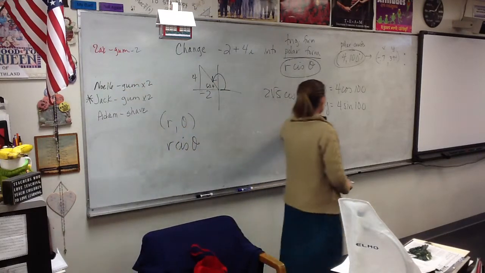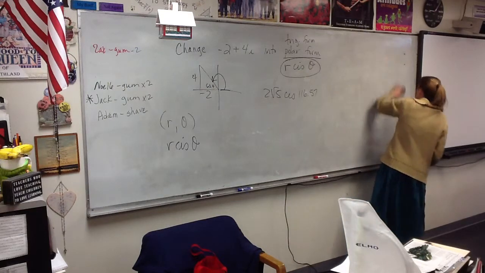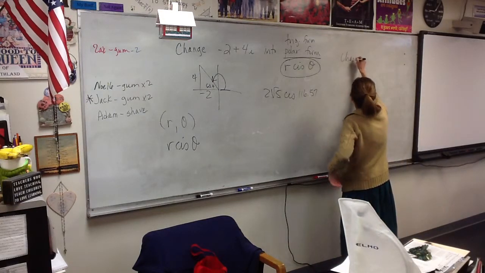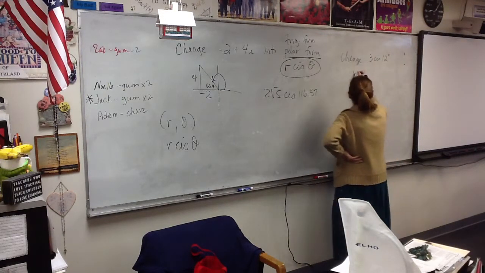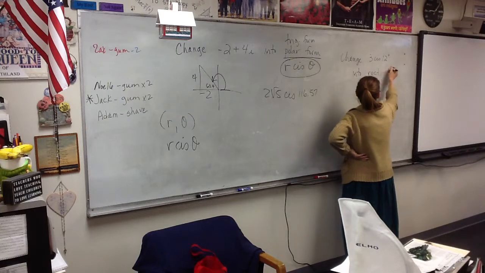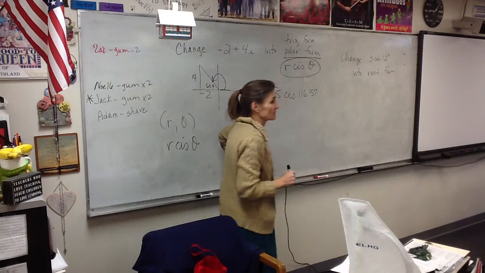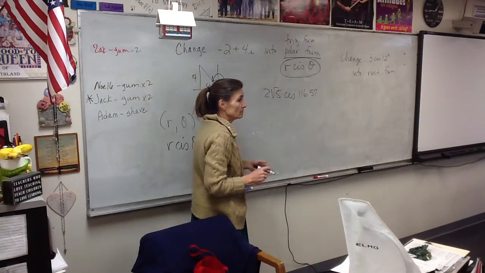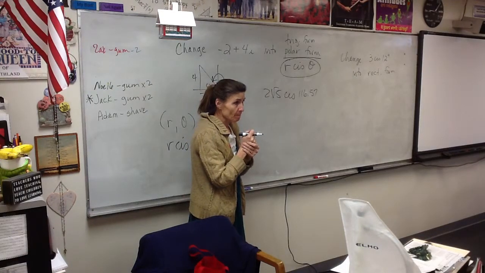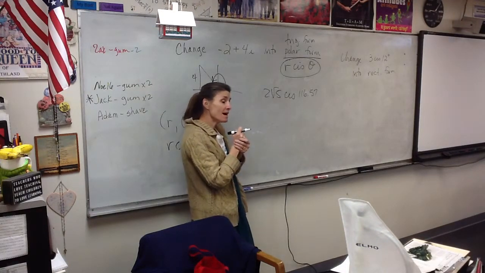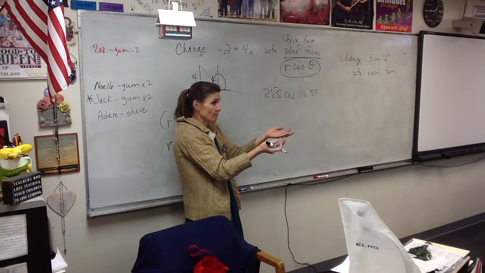Let's practice going the other direction. What if you had to change 3 CIS 12 into rectangular form, or complex form, or standard form? What does that mean you need to find? X and Y. And when you find them, what will you do with them? How will you present your answer?